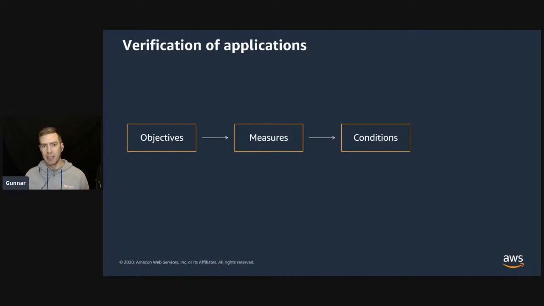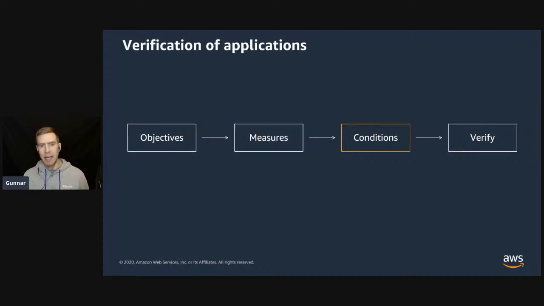And with the objective, the measures, and then one or perhaps several conditions in place, we can then verify our system behavior. And looking at this from the perspective of a site reliability engineer, perhaps the objective then is the SLOs, and the measures are our SLIs. And the conditions, well, they are different types of events that could occur and could affect our system.